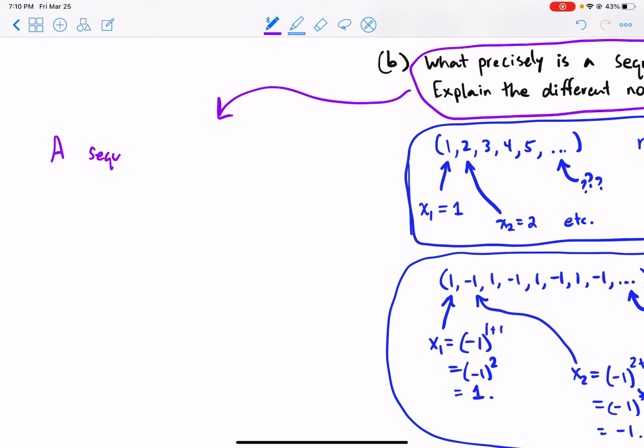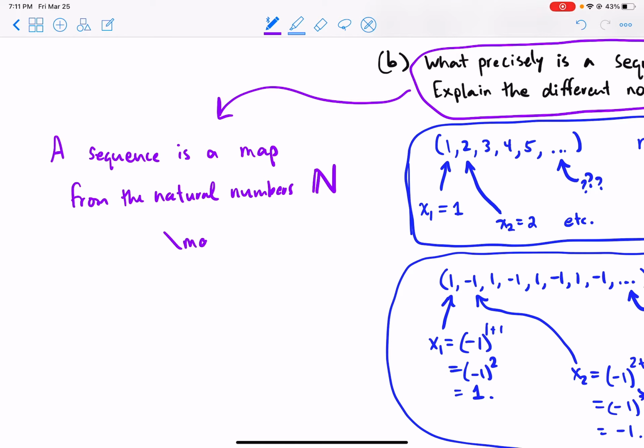A sequence is a map from the natural numbers, usually called N. If you wanted to write this in Perusall, you'd say \mathbb{N}, and these are like curly braces. And it would make this nice N for you. You'd have to wrap it in a slash open parenthesis and a slash end parenthesis.